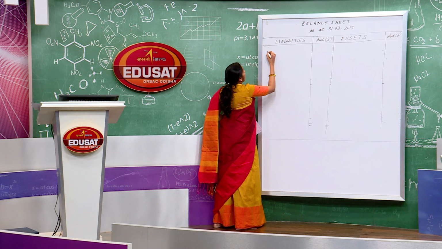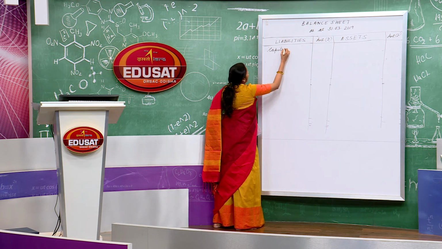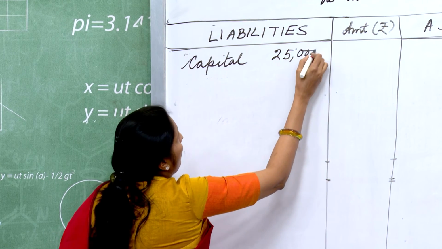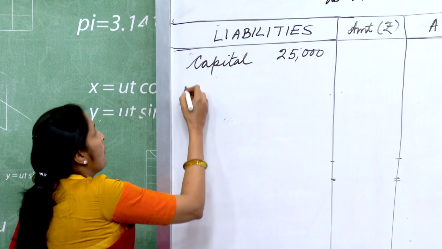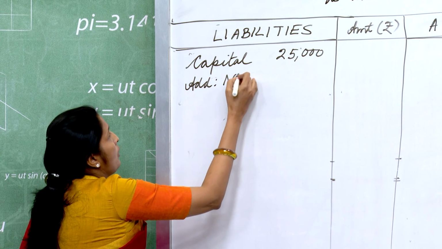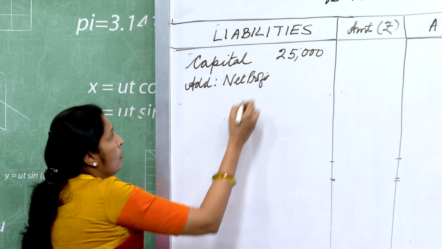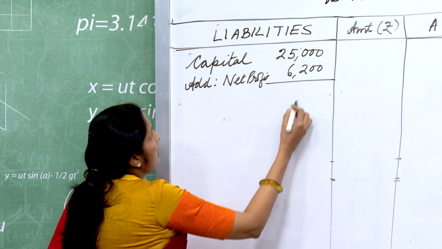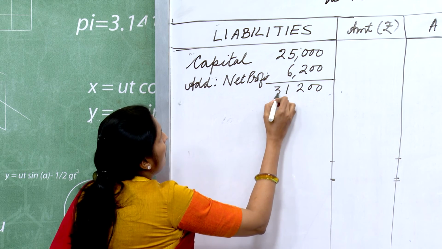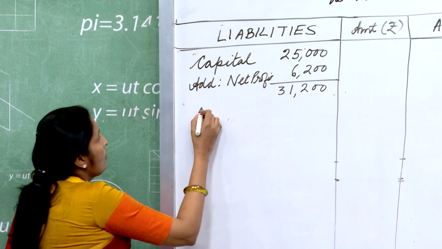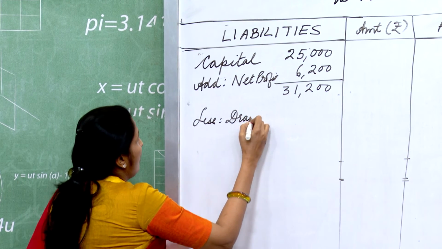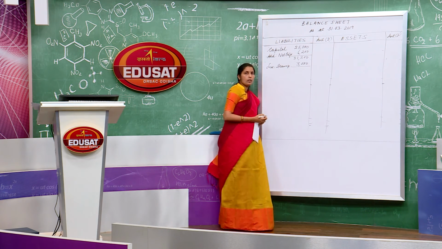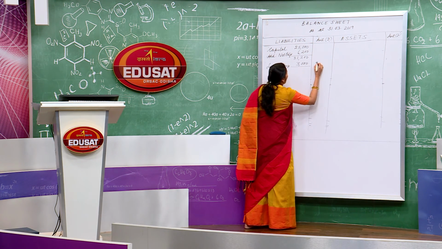As I already told you, the first item that will appear is capital, because I am preparing it in the order of permanence. So capital, the amount of capital given to us is 25,000. To capital we will add net profit. The net profit which we calculated from the profit and loss account was 6,200. So the total is 31,200 less drawings. We will deduct the drawings from here. The amount of drawings given to us is 3,000. So 31,200 minus 3,000 is 28,200.